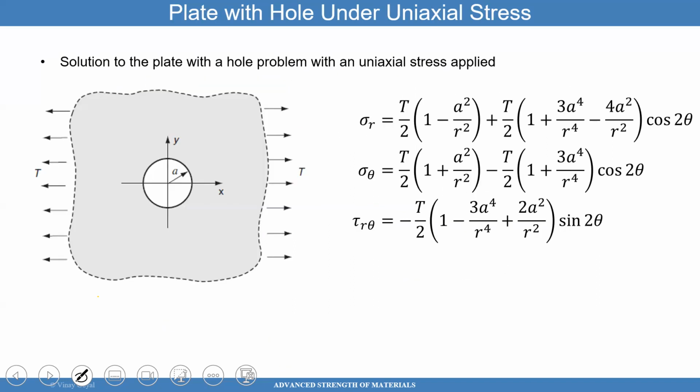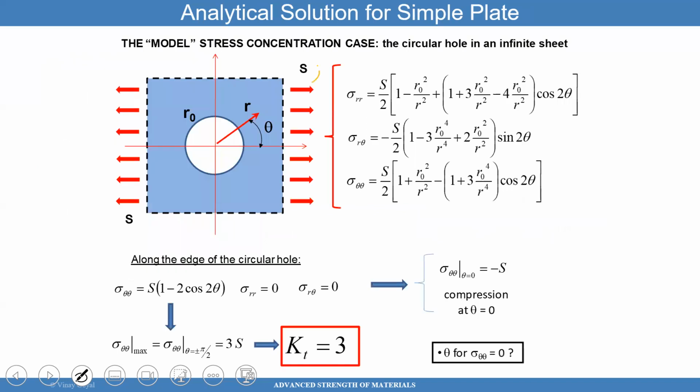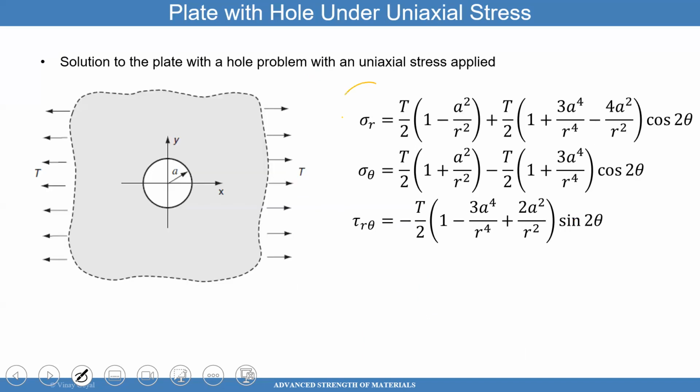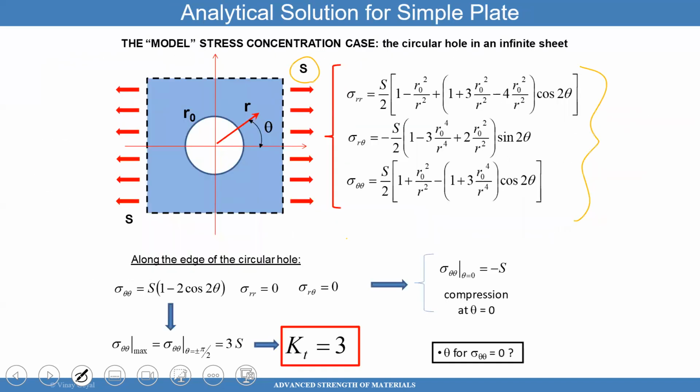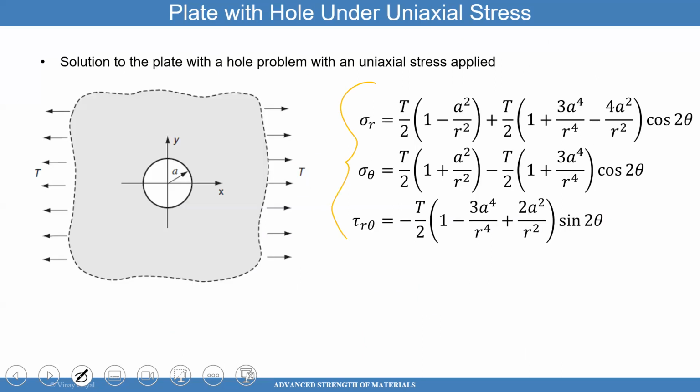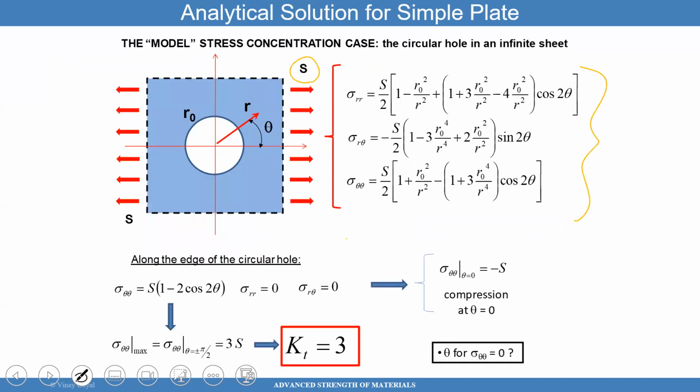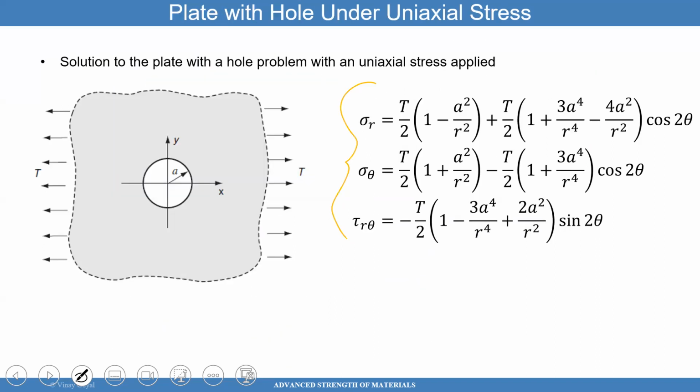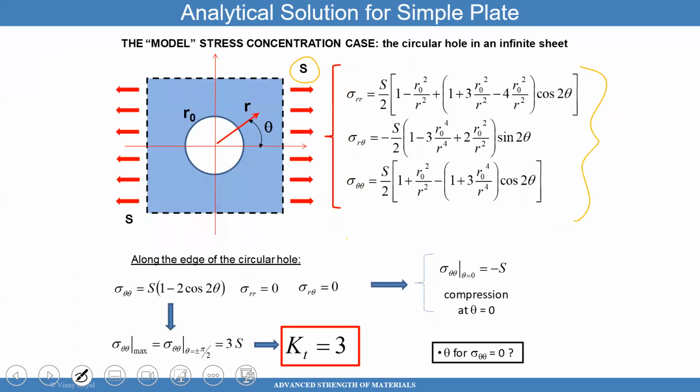So now I'm going to use a different convention. I'm using S here. That's okay. But these equations that I'm showing you are the same equations as these ones. I'm changing convention. R naught is the radius of the circle. Here I was using a. T here was sigma S here. And then I have r, which is a radial coordinate. That's the same thing I'm using here.